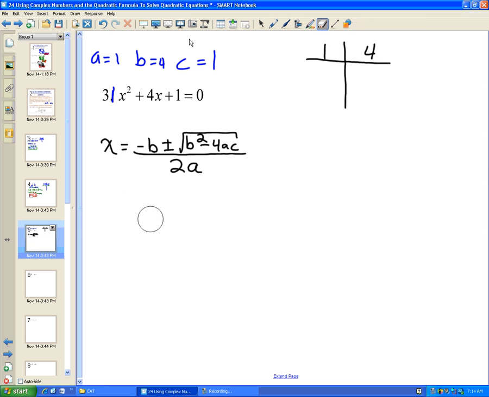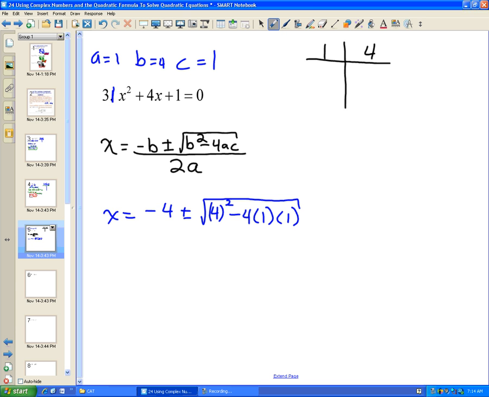Let me go a little lower. So x is equal to negative b, which is negative 4, plus or minus the square root of b squared. So that's 4 squared minus 4 times a, which is 1, times c, which is 1, all over 2 times a, which is 1. All I did was plug in numbers.